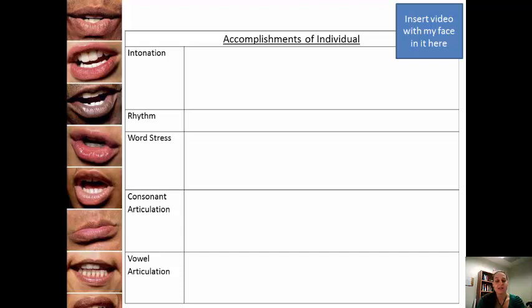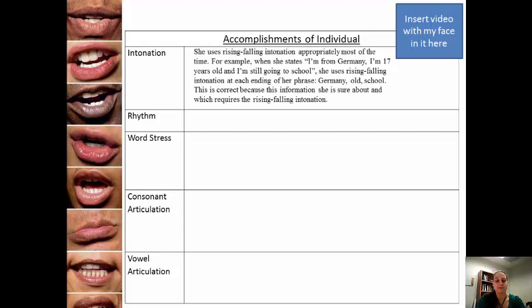So when you listen to that video again, you're trying to find examples that showcase how she is able to use intonation correctly. Meaning, she uses rising intonation for questions, and rising falling intonation for statements. After listening to that clip several times, and it's going to take several times because you're listening for different things each time, you might come across some examples of appropriate use of intonation. And so writing it up might look something like this.